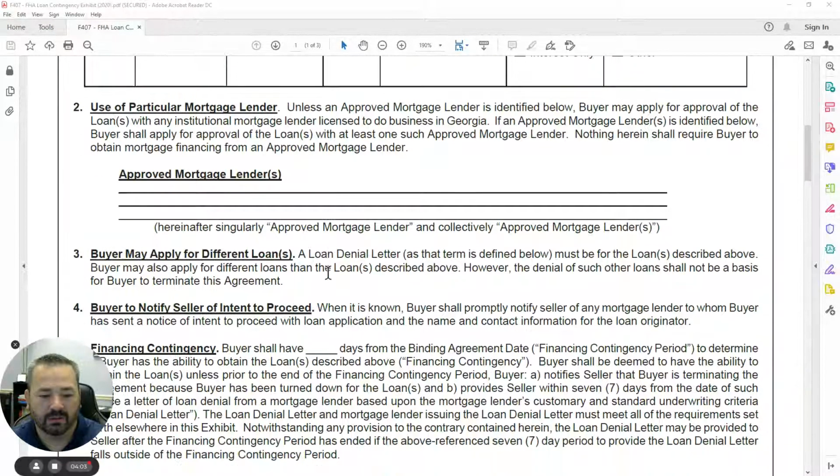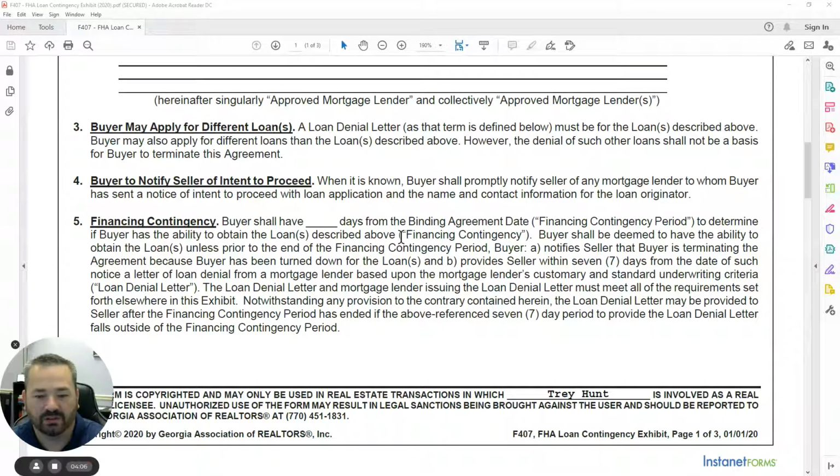Continuing on down, we have a certain number of days from the binding agreement date to determine if they have the ability to obtain the loan. What this means is that we have a certain number of days to determine if they are denied, okay? They can get approved for the loan all the way up through closing, and we're going to go to the closing table, and everything's going to be fine. A contingency is there to protect the buyer when things don't go smoothly, okay? So they get declined for the loan. We want them to be able to get their earnest money back, okay?